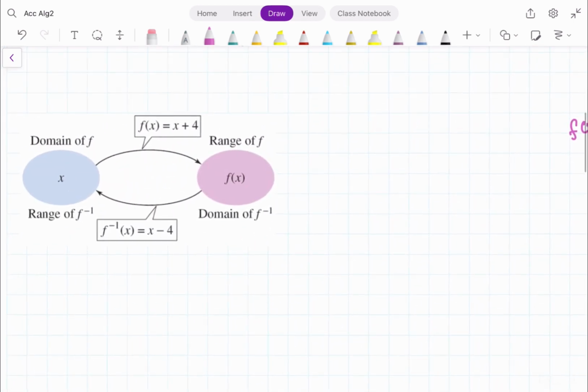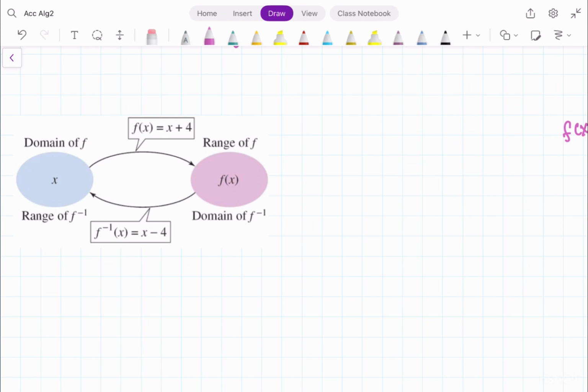Let's understand it through this diagram. What are inverses? So if you look at the domain of the function x, right, and the f of x, which is the inverse. So basically, we are changing the domain and the range of the function. So for f of x, the domain of f of x will become the range, and the range of f of x will become the domain for the inverse.